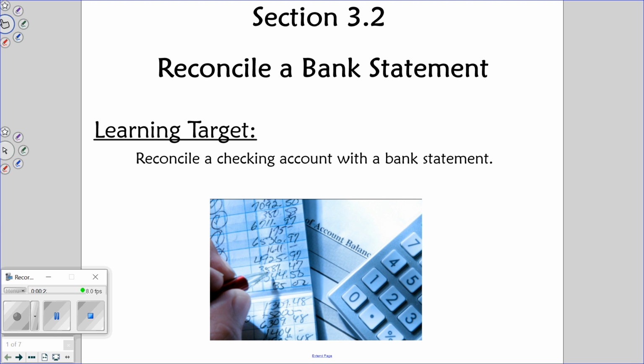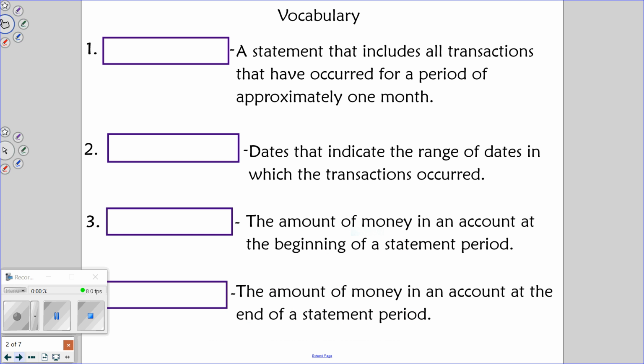Once the bank gives you your monthly statement, how do you go through that versus what you have and see how things match up, okay? So some vocab words for us first. A statement that includes all transactions that have occurred for a period of approximately 1 month, that is called your bank statement. So the banks, depending on how you've set up your accounts with your bank, they used to mail them every month. Probably anymore, they usually email them. Or you just get a notice, hey, get on our website, your bank statement's available, something like that.